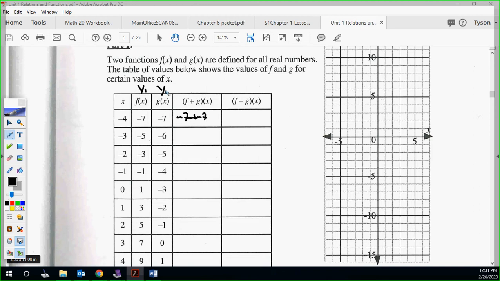So then you get -14. If I do f minus g, -7 minus a -7 is +7, you get 0. I'll just continue filling this out here. So we get -5 plus -6, you get -11. -5 plus 6, you get 1. -3 plus -5, you get -8. Minus a -5 means +5, so that's 2.